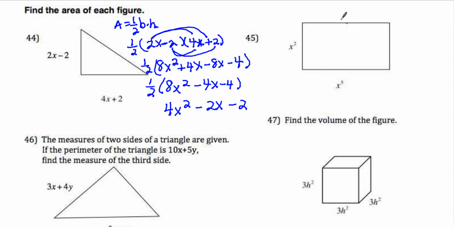This one, to find the area of a rectangle, is area equals base times height. So x squared times x to the 5th is just x to the 7th. And we're done.